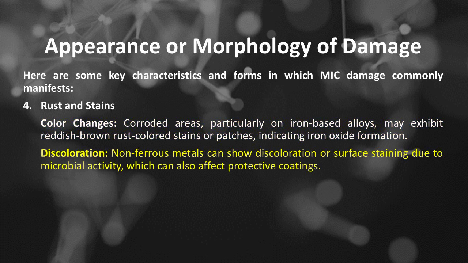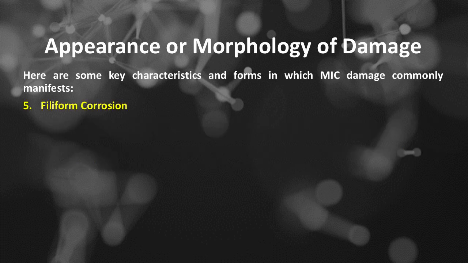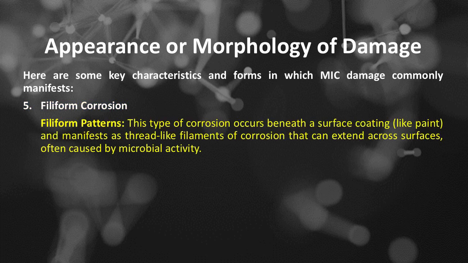Discoloration: non-ferrous metals can show discoloration or surface staining due to microbial activity, which can also affect protective coatings. Number 5 is filiform corrosion. Filiform patterns: this type of corrosion occurs beneath a surface coating, like paint, and manifests as thread-like filaments of corrosion that can extend across surfaces, often caused by microbial activity.